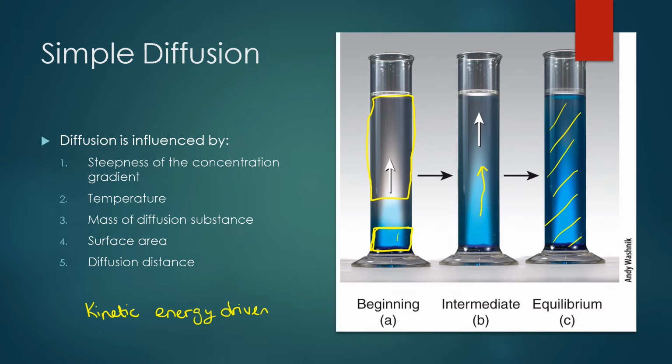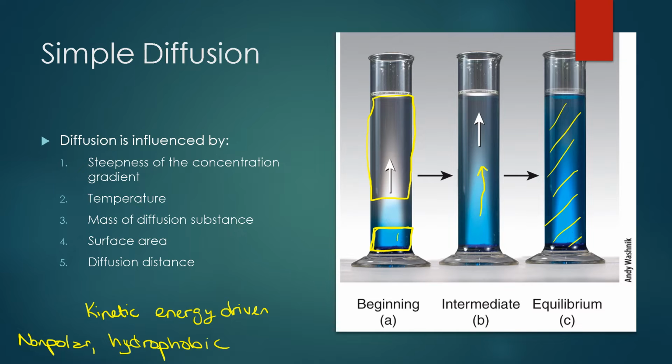So simple diffusion is going to be a very passive process. And this is where substances will freely move through the lipid bilayer of the plasma membrane, without the help of any other membrane proteins or anything like that. The most typical molecules that are going to be able to move by simple diffusion are nonpolar, hydrophobic molecules. These are going to be able to cross the lipid bilayer without help.